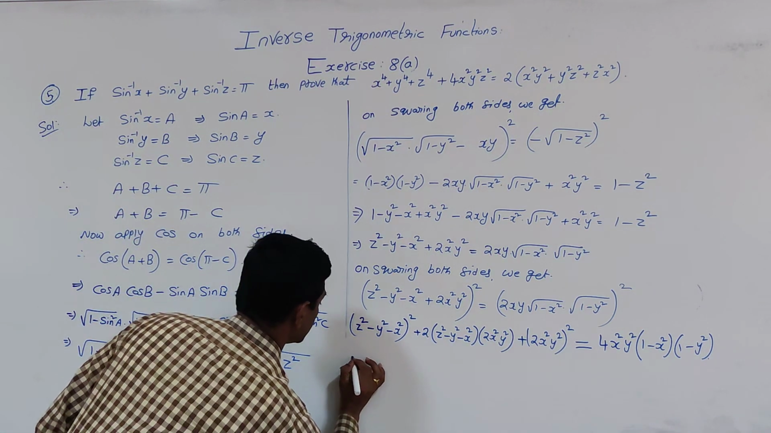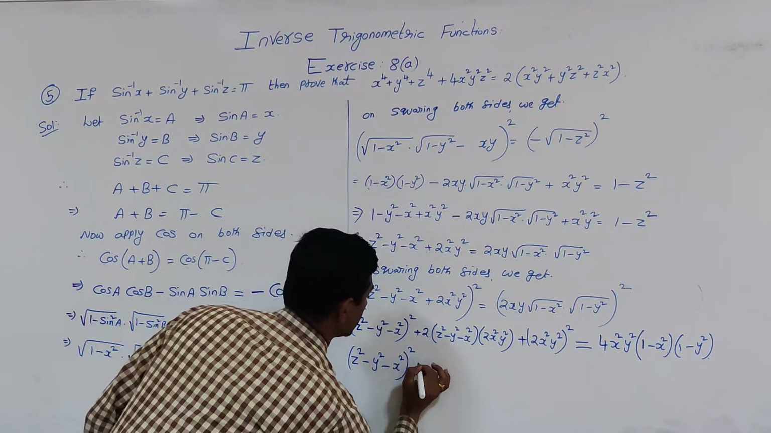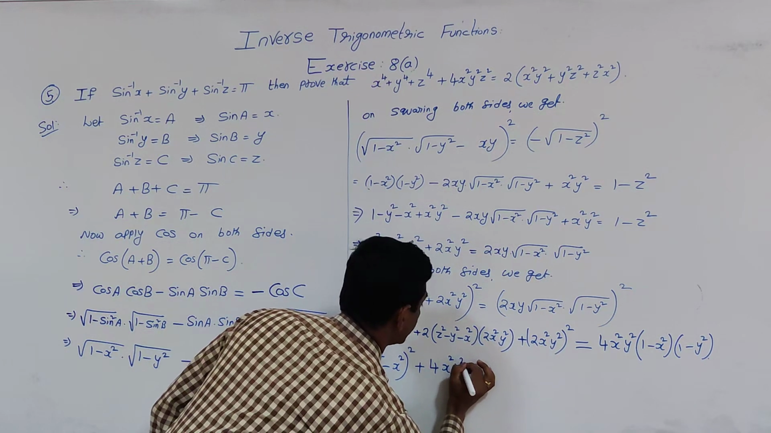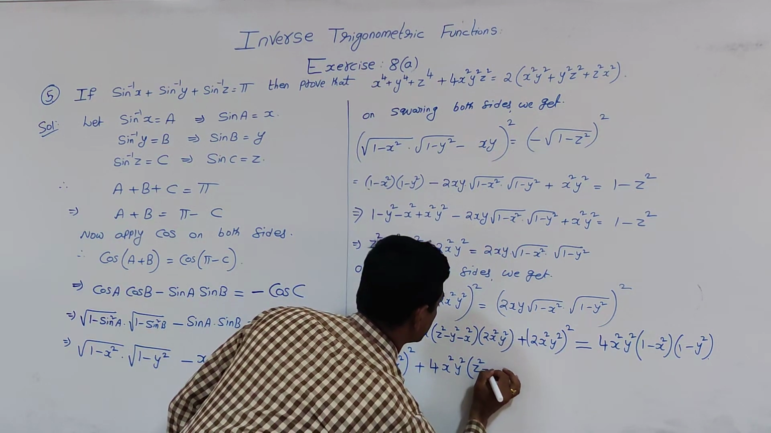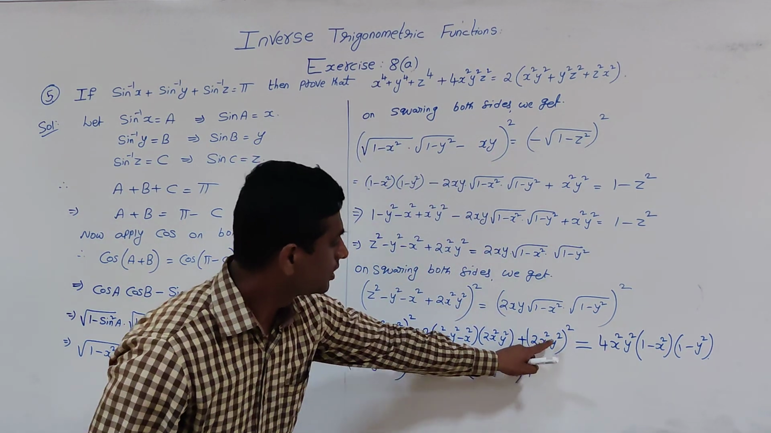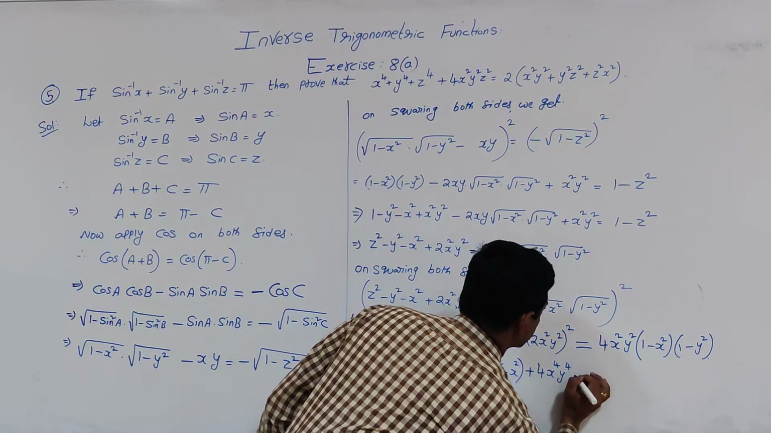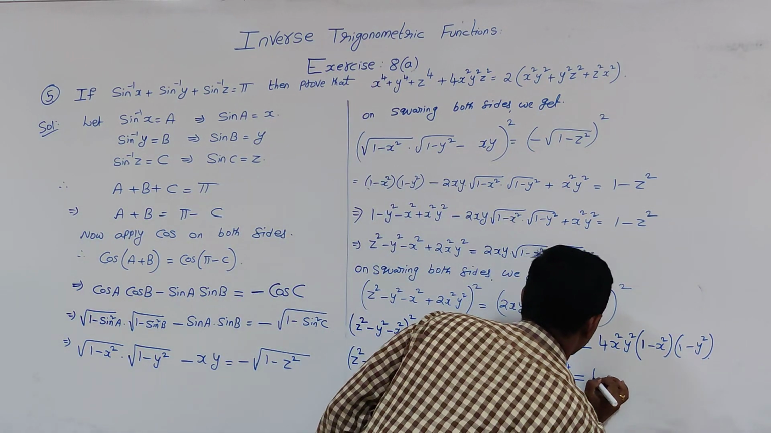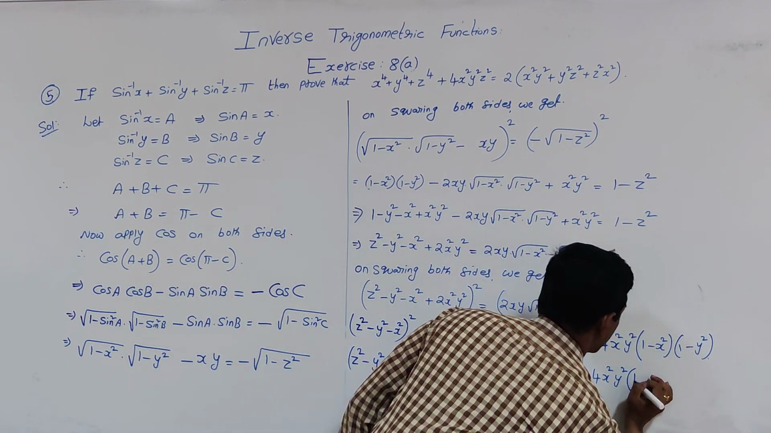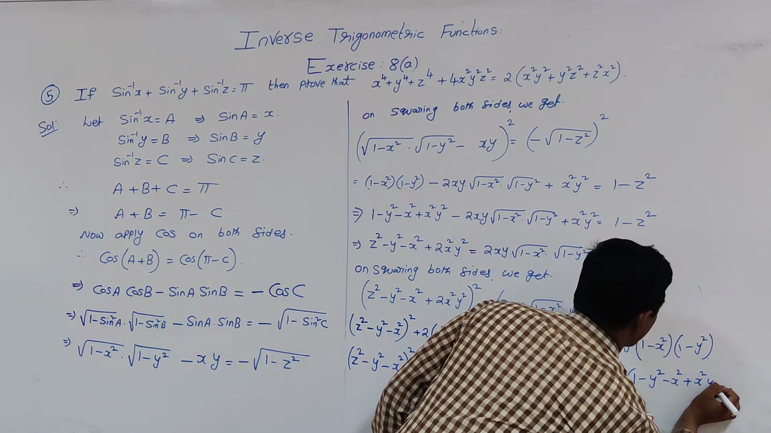Now, (z² − y² − x²) whole square plus 2 2s are 4, so it will be 4x²y² times (z² − y² − x²) plus (2x²y²) whole square, 4x⁴y⁴, is equal to 4x²y² times, if you simplify, 1 − y² − x² + x²y².